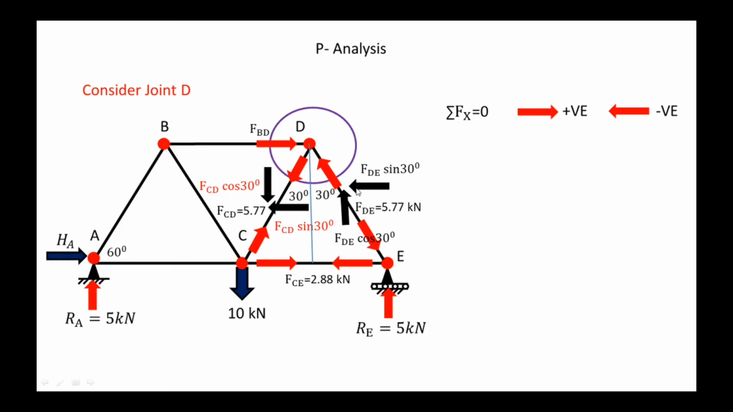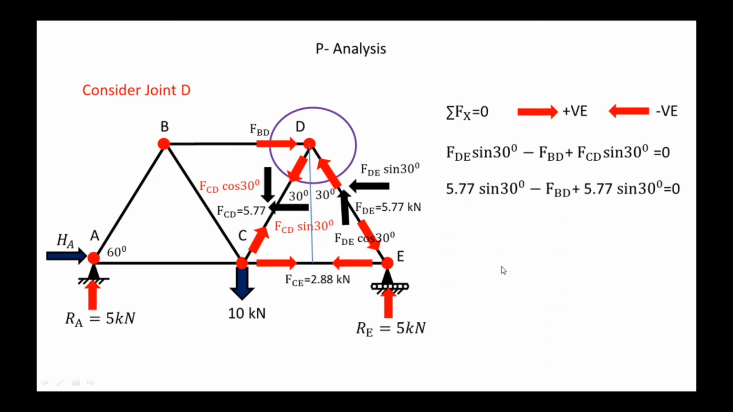So both are in the same direction but toward the left, that is why they are negative, and FBD is toward the right, and that is positive. So here FDE sin 30 minus FBD plus FCD sin 30 is equal to 0, and we are putting the value FDE is equal to 5.77 and FCD is 5.77. So in this way put the values of FDE and FCD. So we got here FBD is equal to 5.77. So in this way we got the values of all the forces.